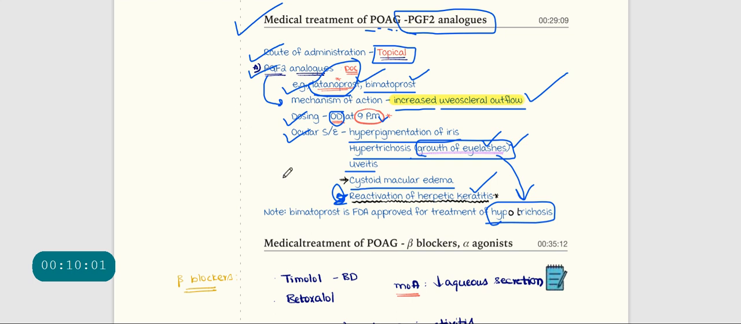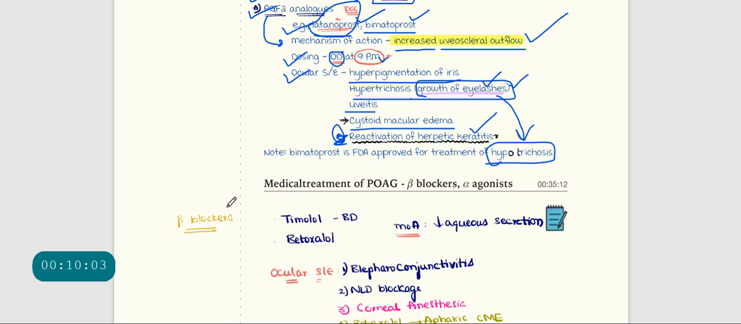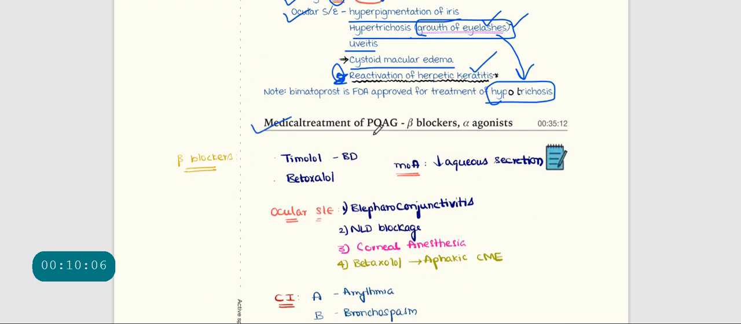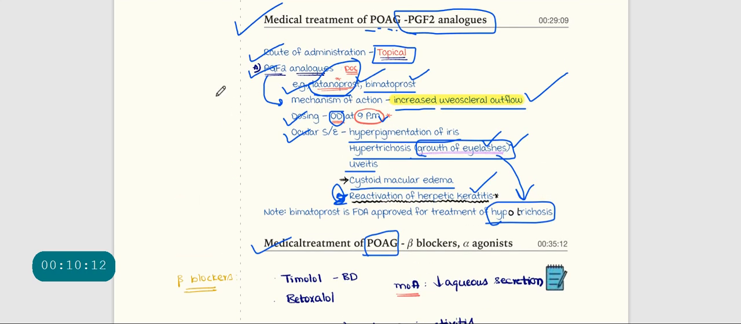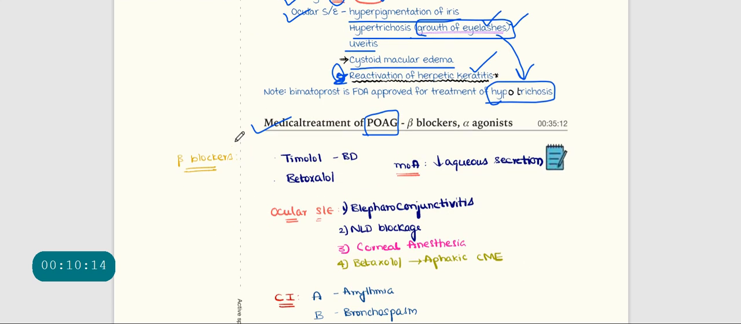Now what are the medical treatments for POAG? These were the only symptomatic treatments. Now we have to treat it medically also. So we can give timolol as a BD dosing, or we can give betaxolol. Okay. The mechanism of action would be decreased aqueous secretion. So this is the mechanism of action and this is the medical treatment.